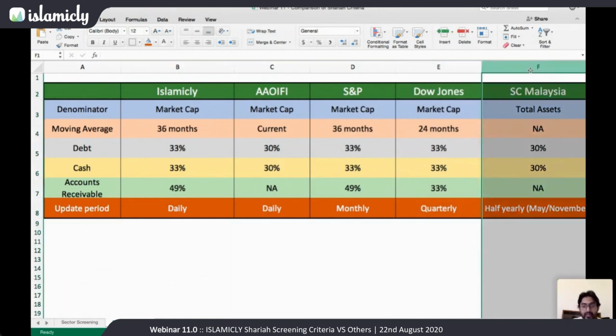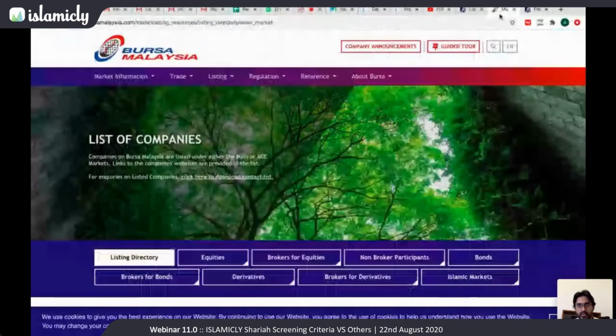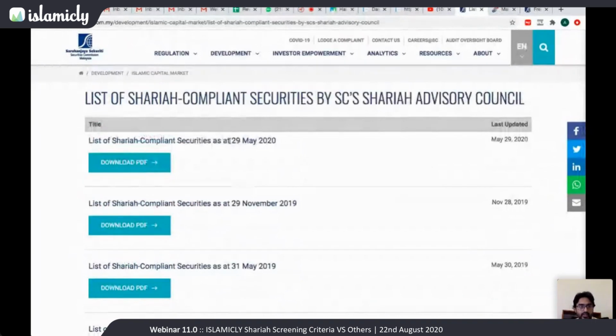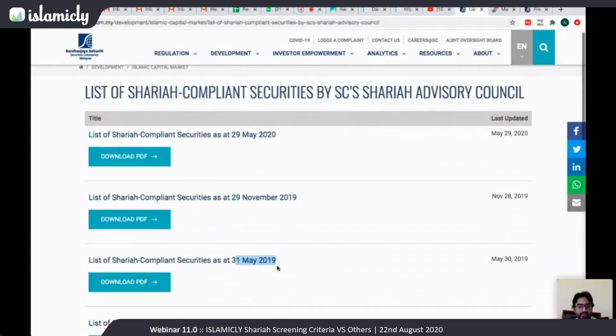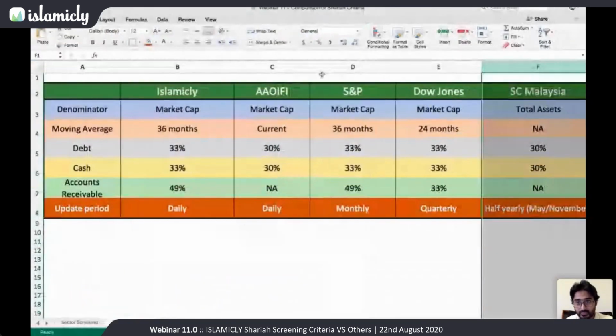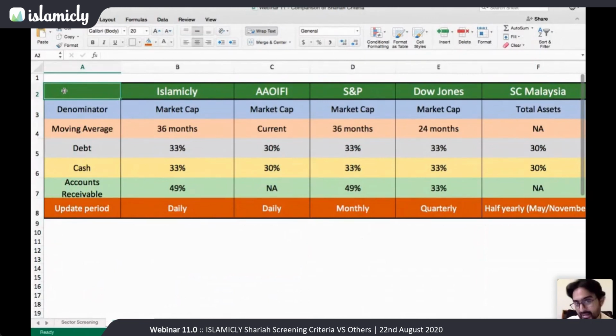SC Malaysia uses an even bigger time frame to update. So they update on a half-yearly basis. That is May and November. As you can see over here, these are the lists that SC Malaysia gives out of Shariah compliant securities. So they come up in May, they come up in November. Again, May and November. So once in 6 months is what they update. All right. So these are the differences between the financial ratios of Islamically, AOF, S&P, Dow Jones, SC Malaysia, which are the most popular screening criteria in the world.